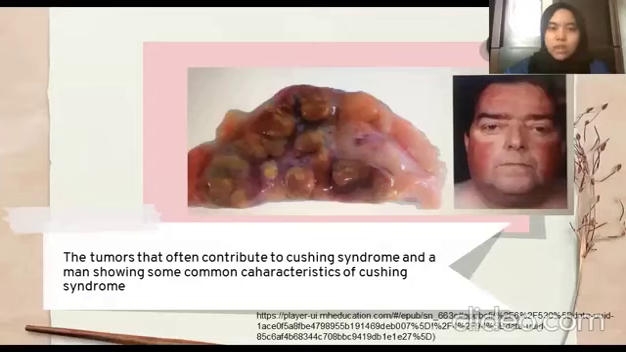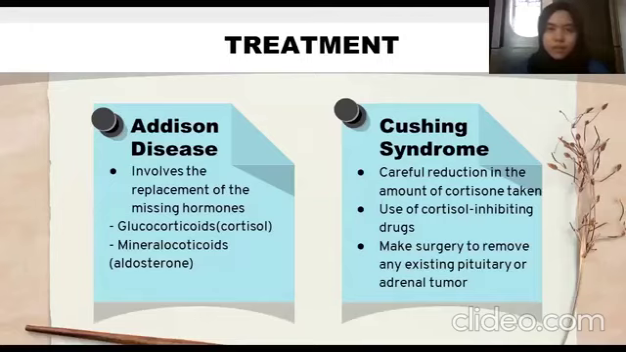This is the tumor that often contributes to Cushing syndrome, and a man showing some common characteristics such as redness at the cheek. Some treatment we can take for Addison disease is to replace the missing hormones such as glucocorticoids and mineralocorticoids. For Cushing syndrome, we can use careful reduction in the amount of cortisone taken, cortisone-inhibiting drugs, and surgery to remove any existing pituitary or adrenal tumor. So thank you.